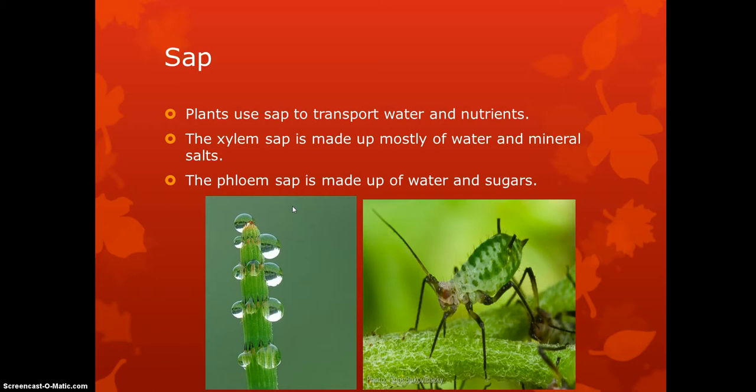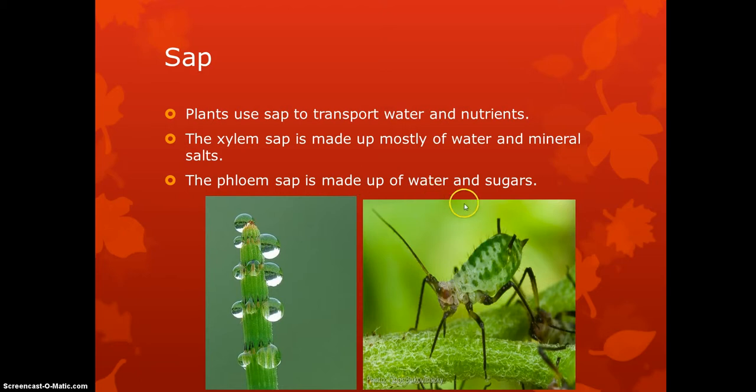Now let's think of it in terms of the human body. If the tubes are like our veins, our capillaries and arteries, what would the sap be like? Do you guess blood? Yes, it would be like the blood.